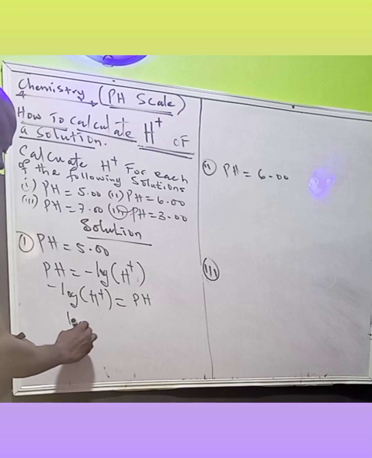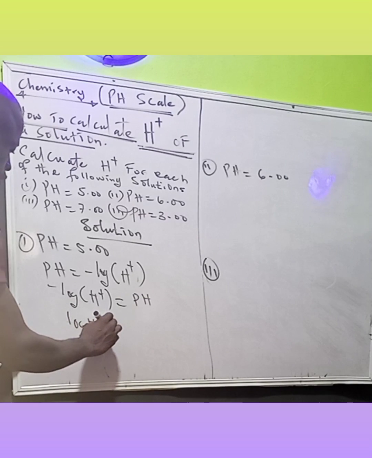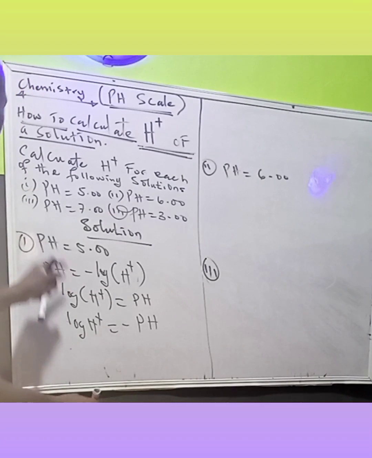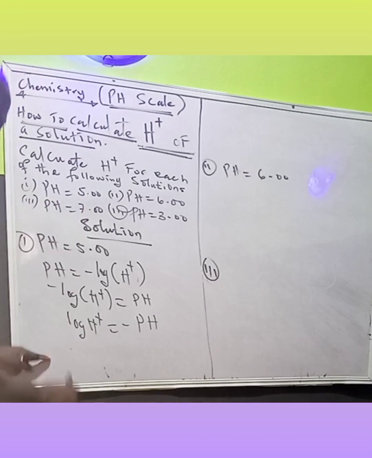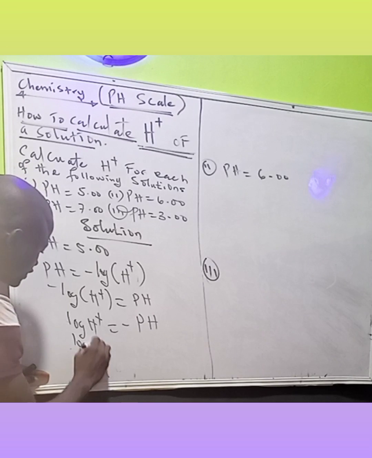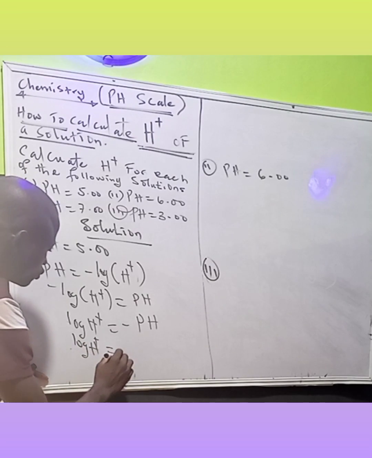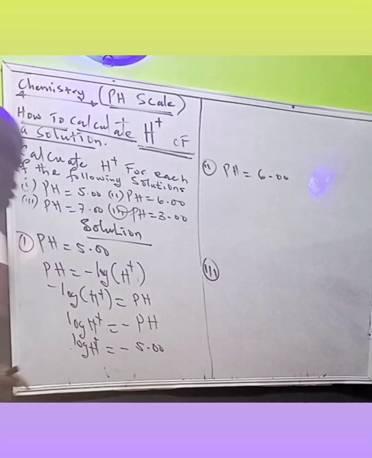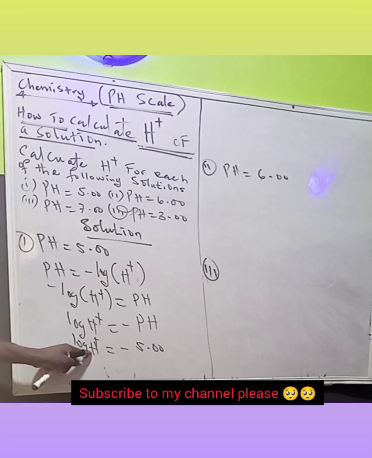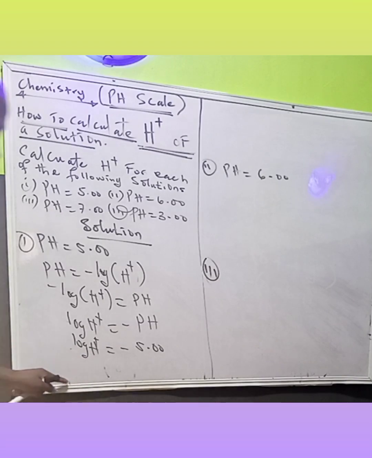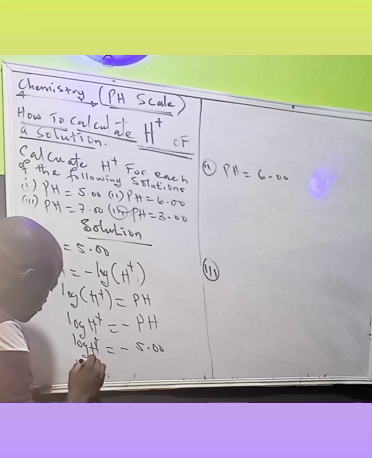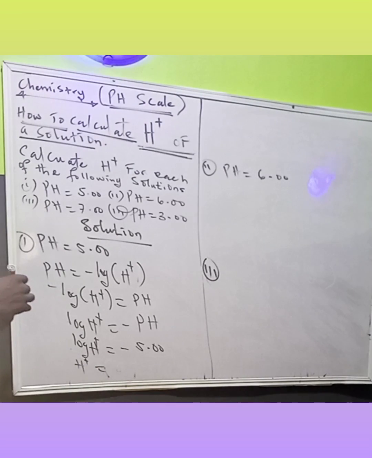We can also remove this minus sign. If we do, we have log H positive equals minus pH. But in this case, pH is 5.0. So we are going to have log H positive equals minus 5.00. So what are we going to do now to make H positive the subject of the formula? For us to make H positive the subject of the formula, H positive becomes the anti-log.